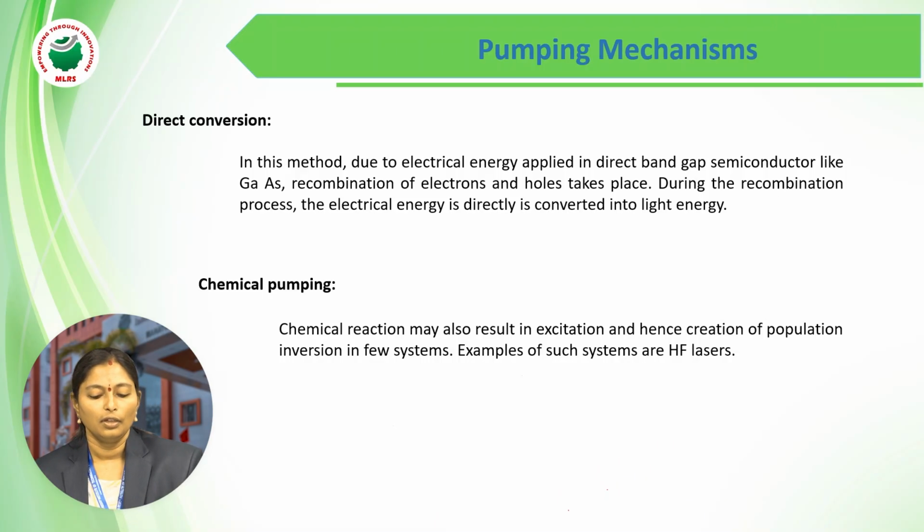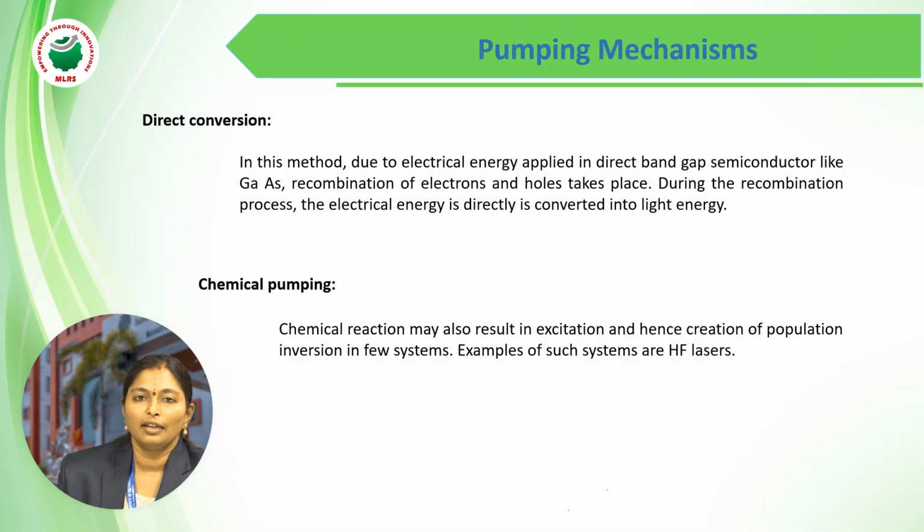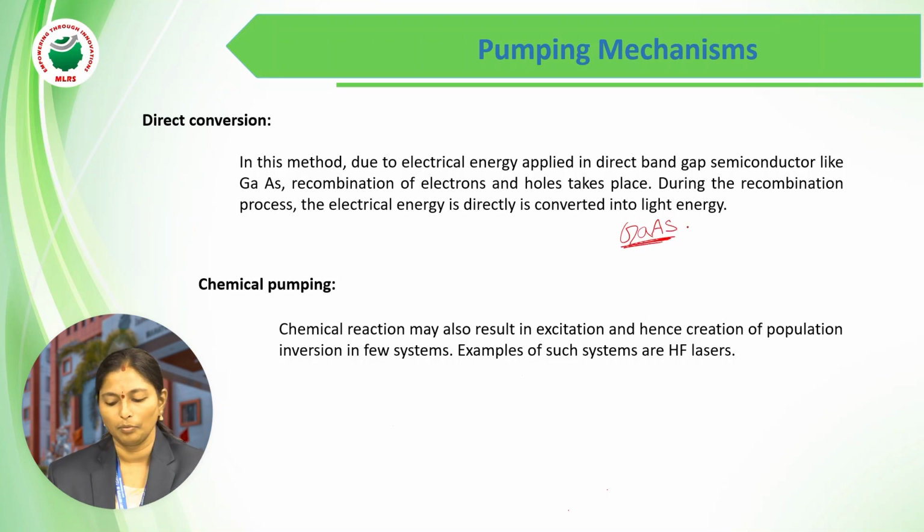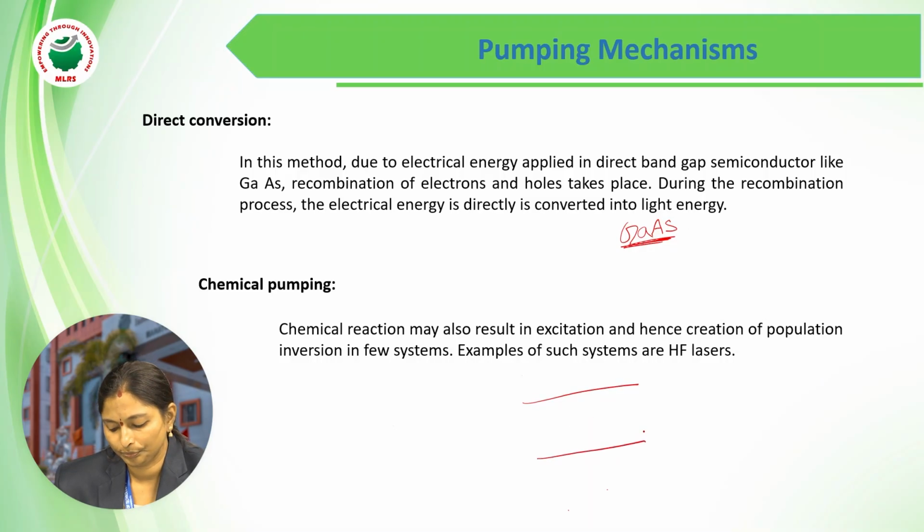So here we apply electric energy to direct band gap semiconductors, for example gallium arsenide. If we apply electric energy to a direct band gap semiconductor, for example gallium arsenide, what is going to happen? For example, I am showing.